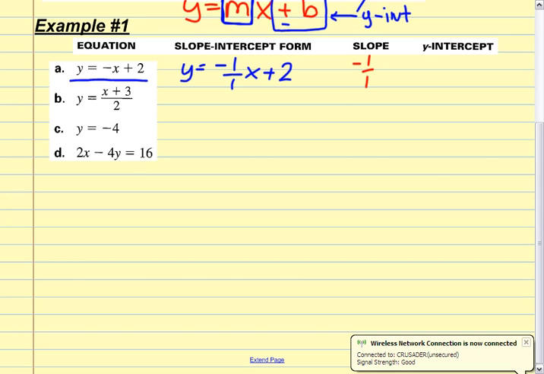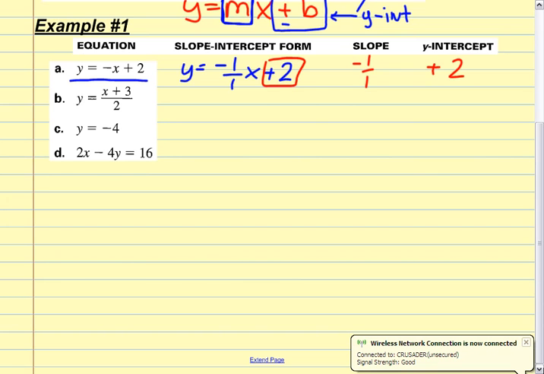-1 over 1. And what's the y-intercept of that line, Grace? What's the y-intercept, Parker? 2. It's positive 2. The constant back there, the number without the variable. Okay? We'll practice graphing it in a minute. All right, now we're just looking at the equations.